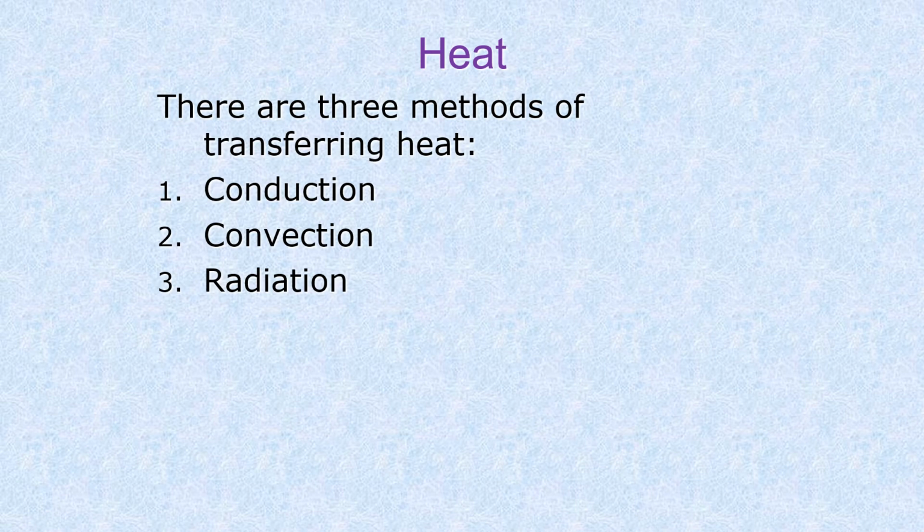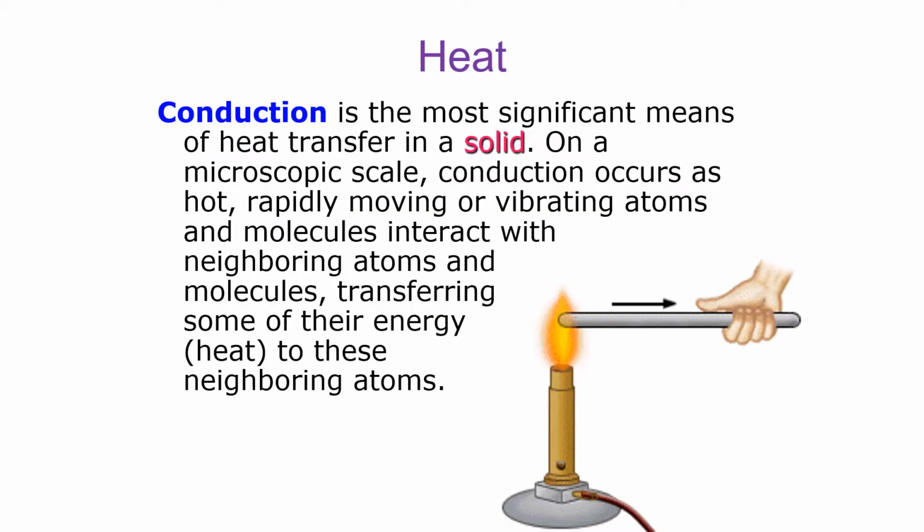The three methods of heat transfer are conduction, convection, and radiation. Conduction is the most significant means of heat transfer in a solid. On a microscopic scale, conduction occurs as hot, rapidly moving or vibrating atoms and molecules interact with neighboring atoms and molecules, transferring some of their energy or heat to these neighboring atoms.